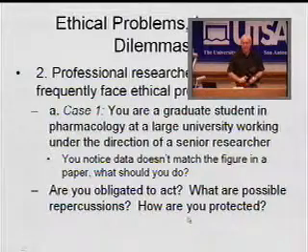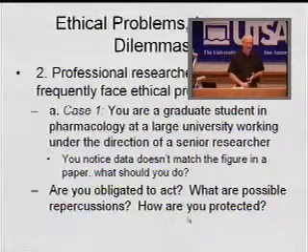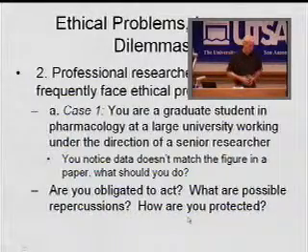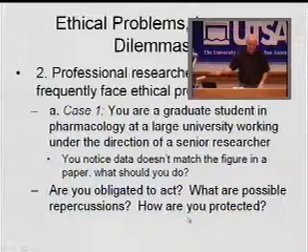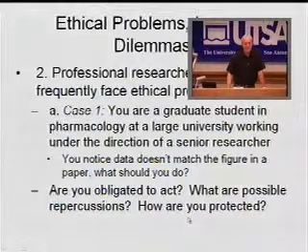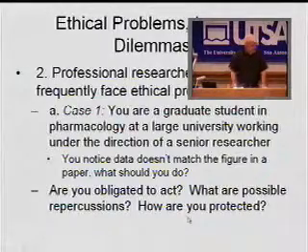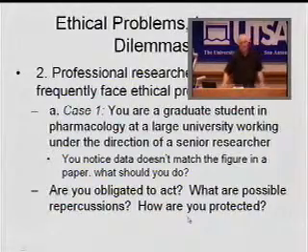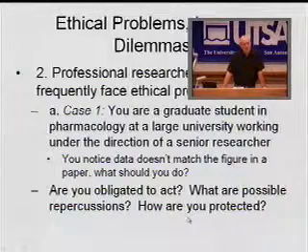Are they put in jail? Are they fined? Did they have to pay back all the research money? Did they lose their job? What really would happen? So in the appendix at the end of the textbook, you can see what some of the possible sanctions might be, and then compare that to what might be posted.